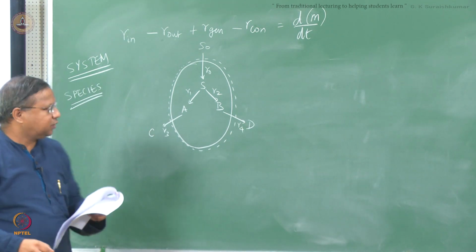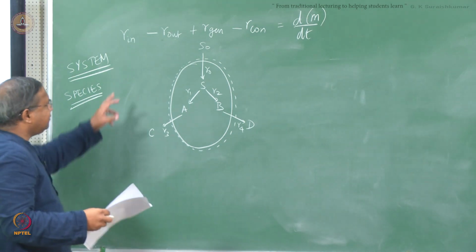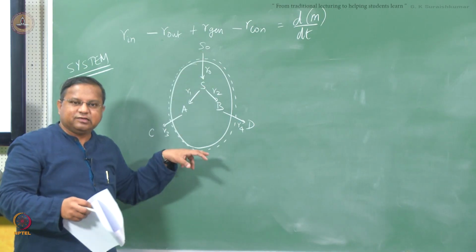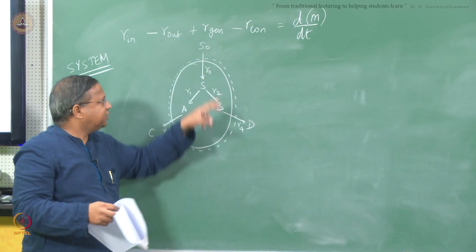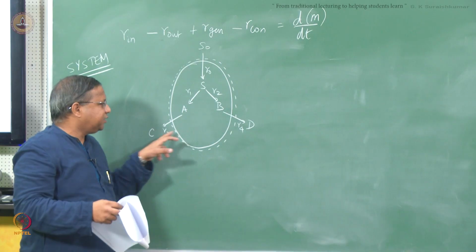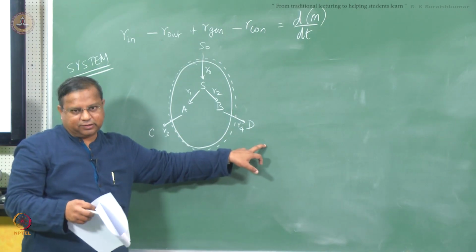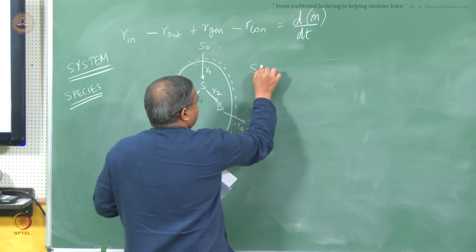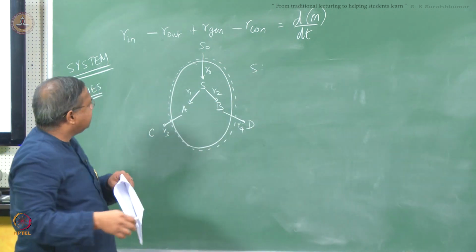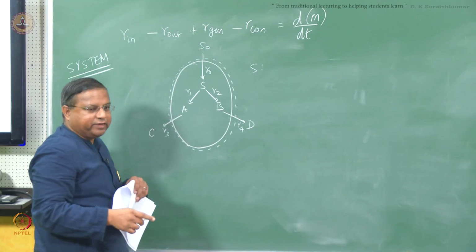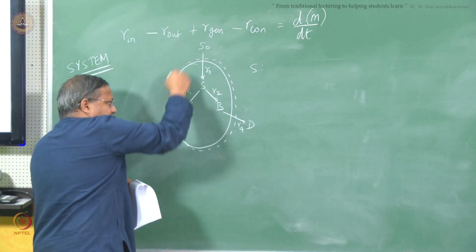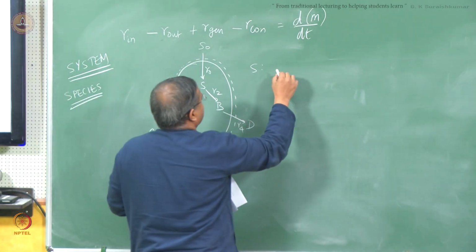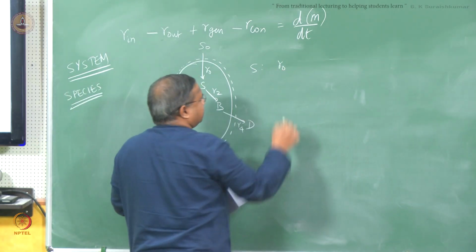Okay. Now, let us apply the material balance equation for each species that we are given here. S0, S, A, B, C, D are the species. So, let us start with S, that is the first thing that we are going to write. We are going to write for each and everything. Now, what is the input rate of S? This is crossing the system boundary, therefore, it is an input, and therefore R0 is the input rate.